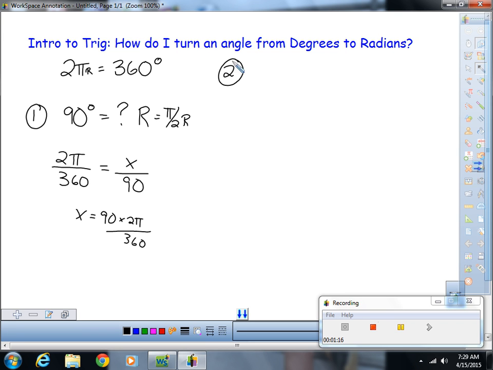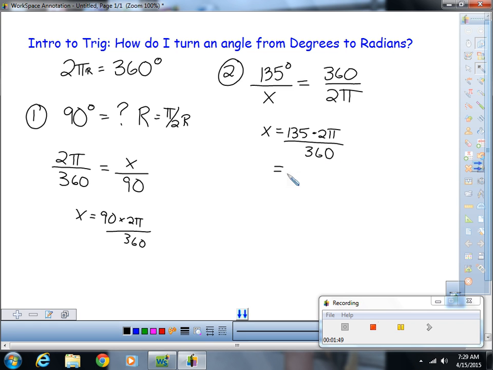Okay, what if we wanted to do 135 degrees? Well, you'd say 135 is to x, like 360 is to 2 pi. This will always work, but it's not the shortest way to do it, so we're going to come up with an equation based on this model. So x is equal to 135 times 2 pi divided by 360. And just as I believe Yi said, it is indeed, what, Yi? 3 pi over 4.